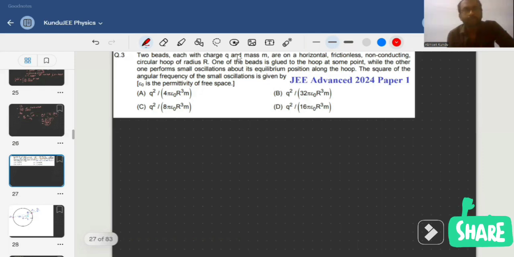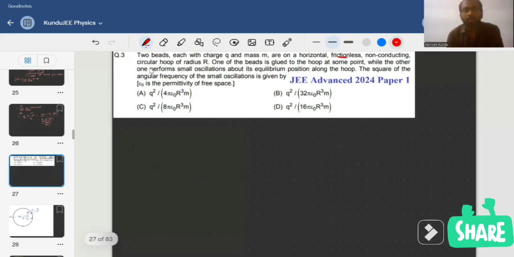So today the problem is on the basis of electrostatics, and it combines the concepts of SHM or simple harmonic motion. This problem was asked in JEE Advanced 2024 Paper 1. Now let us look at this problem.